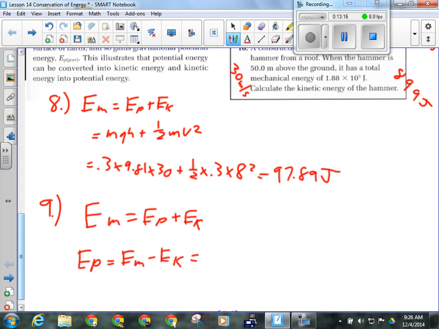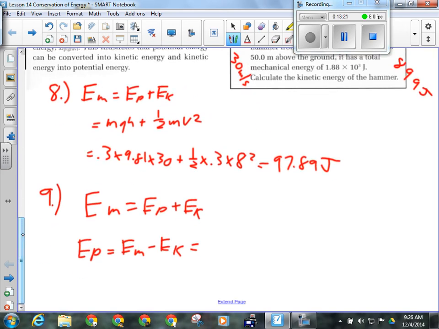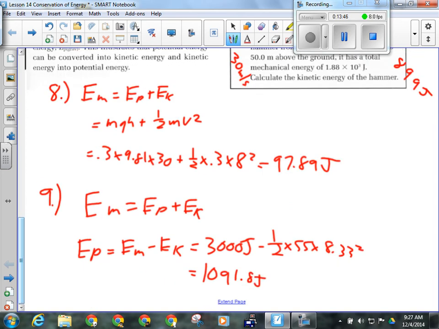So they told us that they had 3,000 joules worth of mechanical energy. We got to subtract the kinetic from that, so subtract 1/2 times 55 times 8.33 squared. And when we do that, we should get 1,091.8 joules.